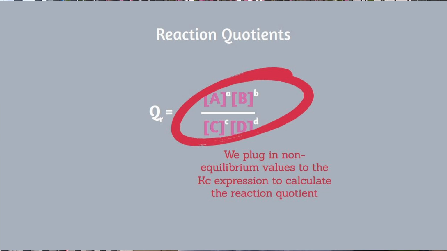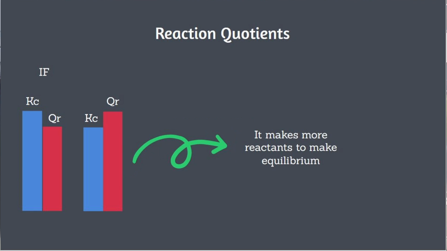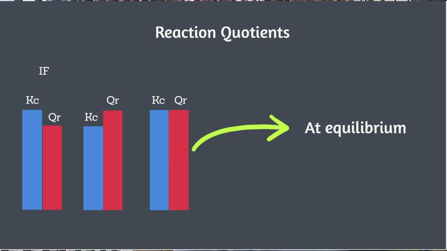Sometimes we want to predict which way a mixture will go given non-equilibrium quantities. For that, we have a reaction quotient. We plug in the non-equilibrium quantities, and if Kc is bigger than Q, then it'll favor products to equilibrate. And if Kc is much smaller than Q, then it'll favor reactants or make more reactants to equilibrate. If Kc is equal to Q, then we're at equilibrium.